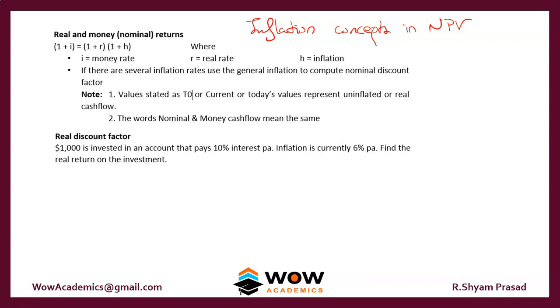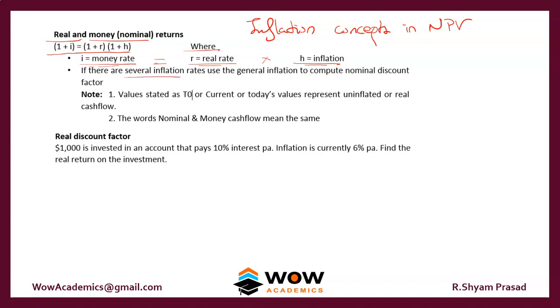So there are two concepts here. One is called the real return and the other one is called the nominal return. It is expressed in this formula: 1 plus I equals 1 plus R into 1 plus H, where I refers to the nominal rate or money rate, R refers to the real rate, and H refers to the inflation rate. The money rate or nominal rate is a combination of two things. One is the real rate, which is an uninflated rate, and you multiply this with the inflation, and you get the inflated or nominal or money rate. That is how these three elements are interrelated.